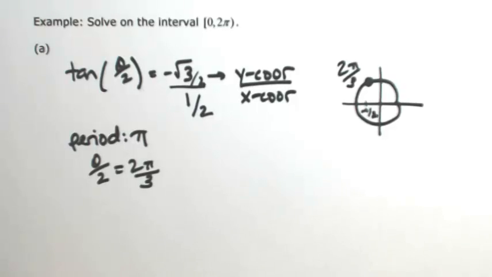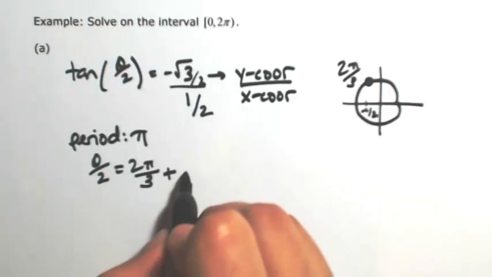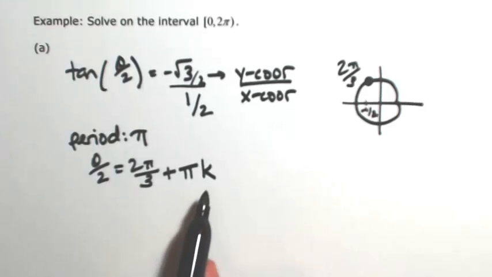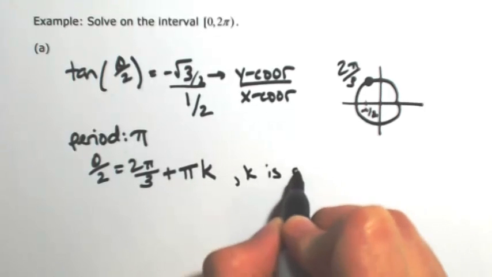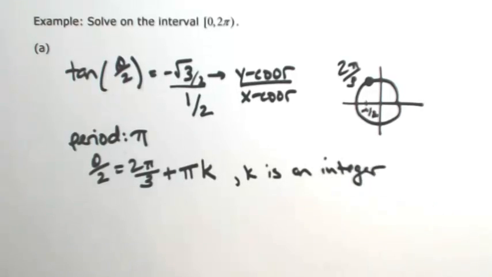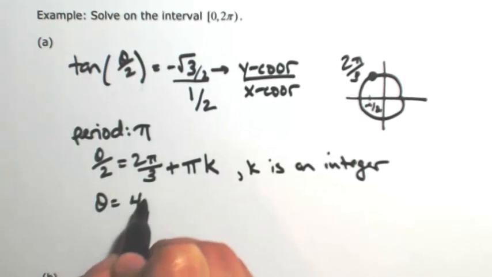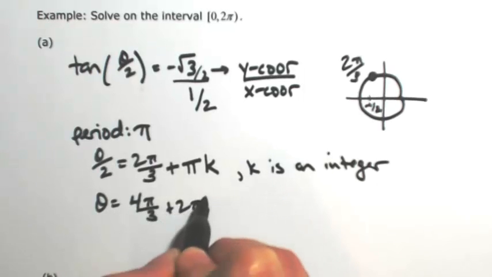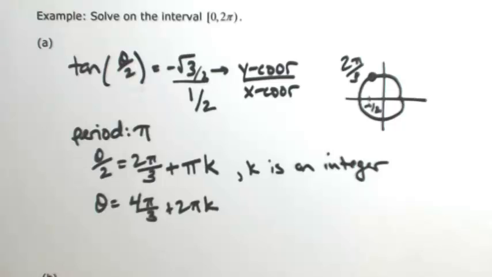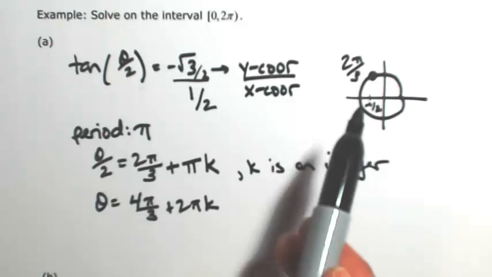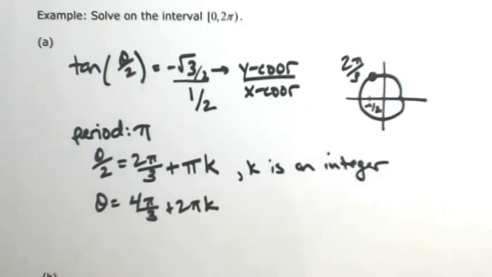Again, because we have a period of pi, if I were to add on any multiple of pi, we're going to get the same value for tangent. So I'm going to add on any multiple of pi, and I'm going to use k to represent that. All k represents is an integer, positive or negative. So still solving for theta, I need to multiply everything by 2. Multiplying by 2, I end up with the angle 4 pi over 3, so that when I divide by 2, we get back to where we were, and that gives us the tangent that we need.